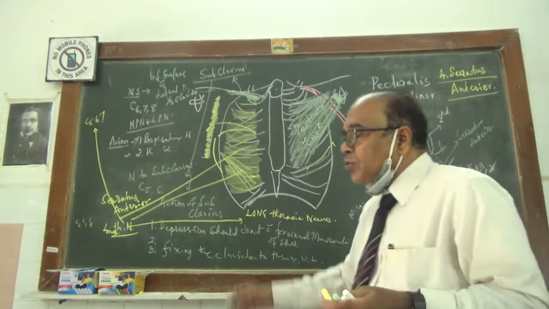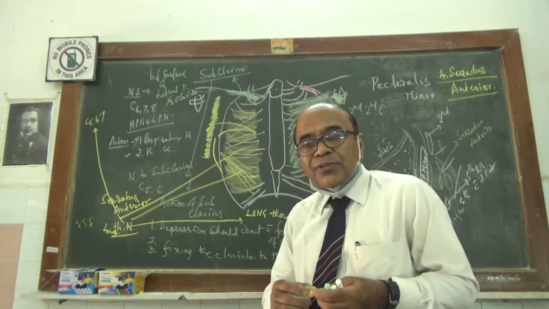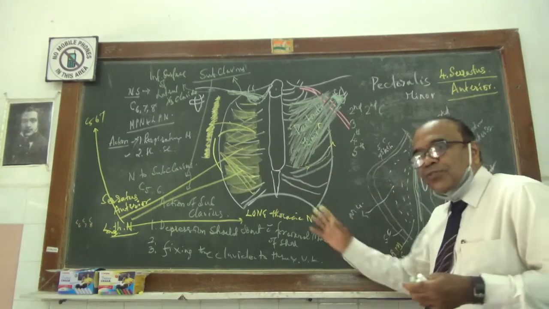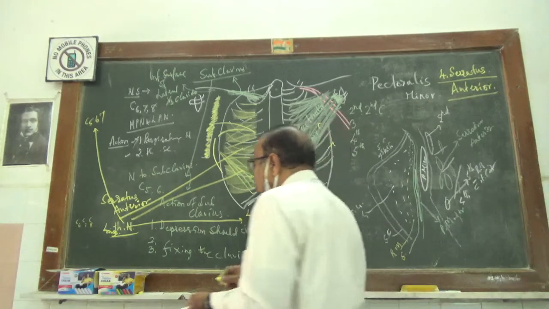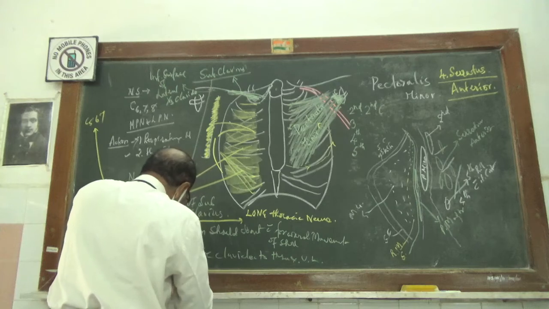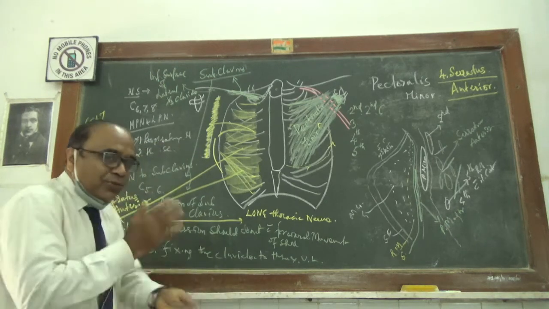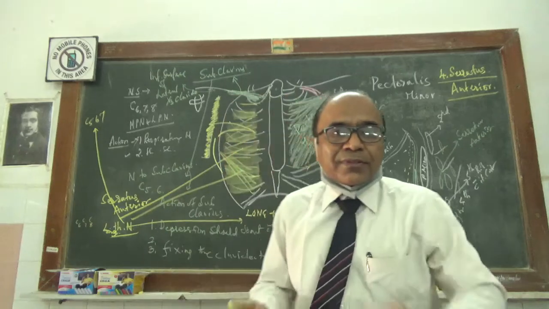Now this long thoracic nerve, it is coming from the what? Posterior cord of the brachial plexus. So this is what you will have. Now what is the action of this? You can say serratus anterior. The action of the serratus anterior, as you know, will be encircling the whole of the thorax.